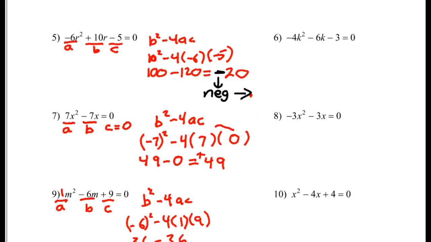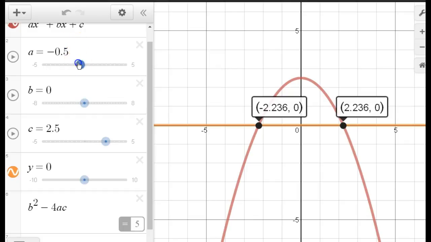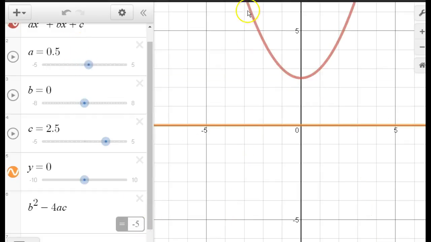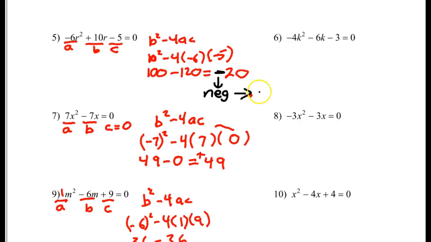So going back, negative. How many times does this cross the x-axis with the orange line? None, 0. Negative discriminant means there are no solutions, no x-intercepts, no answers. So on all these, anything that has a negative, you can go through and say 0 solutions. So go ahead and do that right now. Any of those answers that have a negative, we want to write 0 solutions.